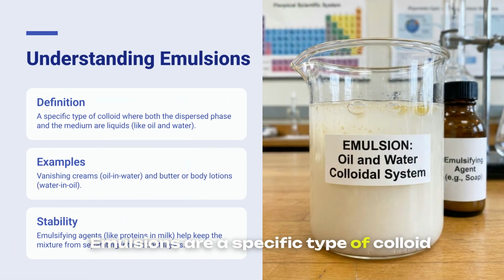Emulsions are a specific type of colloid where both the dispersed phase and the medium are liquids, such as oil and water. Emulsifying agents, like proteins in milk, are added to stabilize the mixture and prevent it from separating into distinct layers. Examples include vanishing creams and body lotions.